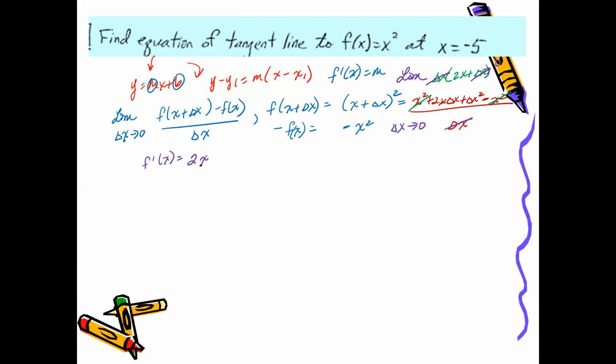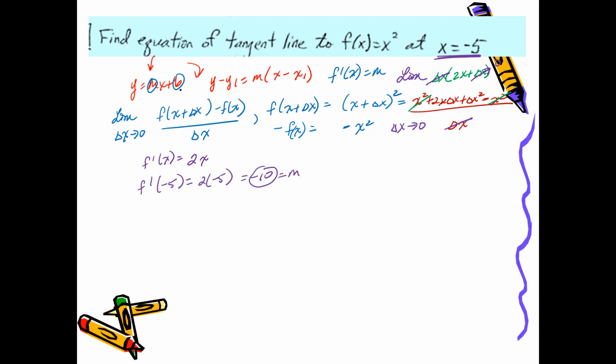That still doesn't tell me what my slope is, but it does give you the point of -5 for x. So f prime of -5 is equal to -10, and that is my slope. I'm still missing the y-intercept.